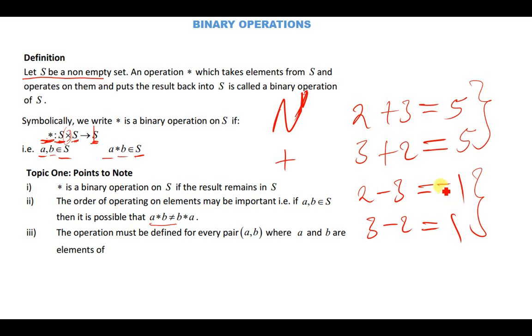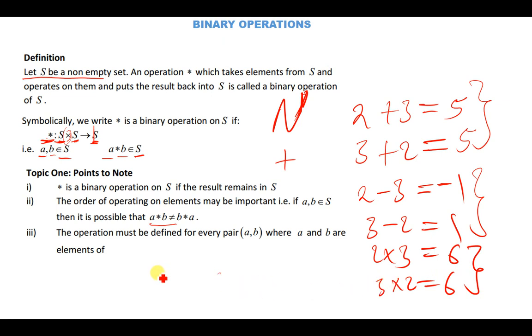The answers are different. So since the answers are different, it means that subtraction does not obey the commutative law. So that's what it means. When you try 2 times 3 and 3 times 2, here you also get the same answers. Here you get 6, even there you get 6. So this implies that multiplication obeys the commutative law.